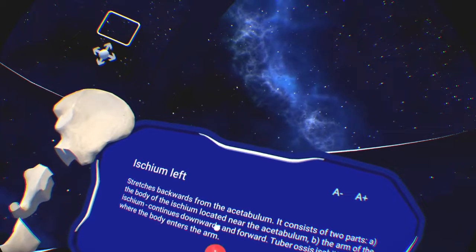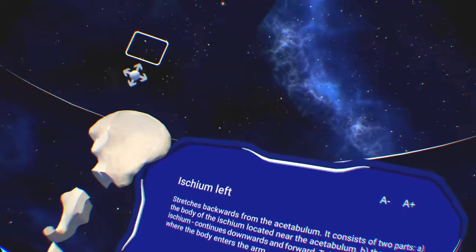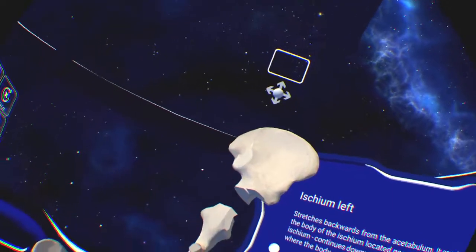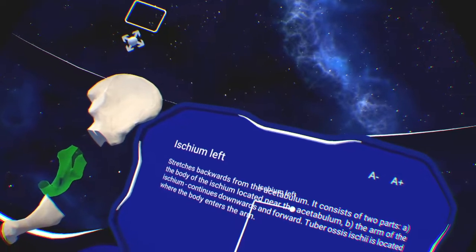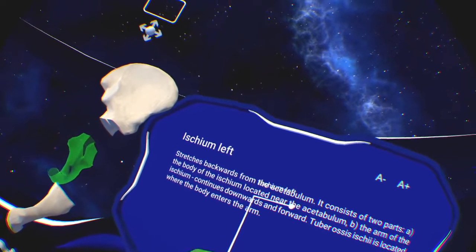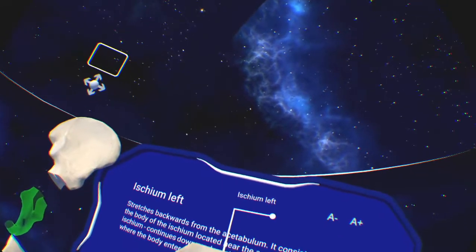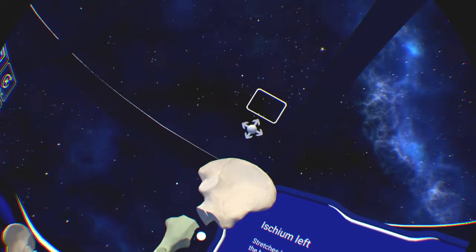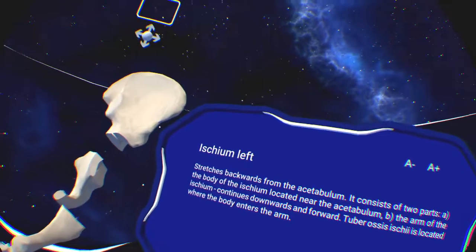So it stretches backwards from the acetabulum and consists of two parts: A, the body, and B, the arm. So this is considered the body here, and this is what they mean by the arm. Now you don't have to draw this individually because it's part of your drawing of your total hip bone, but label it. Ischium.